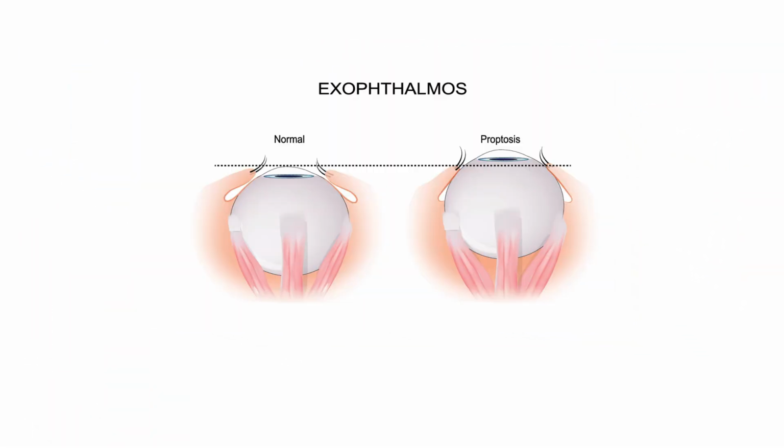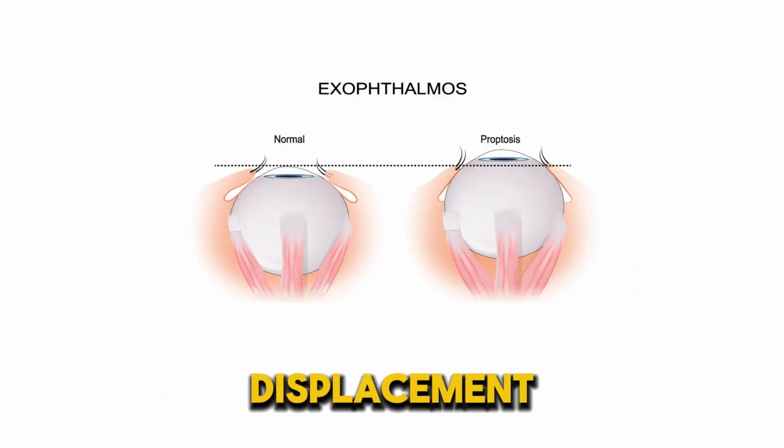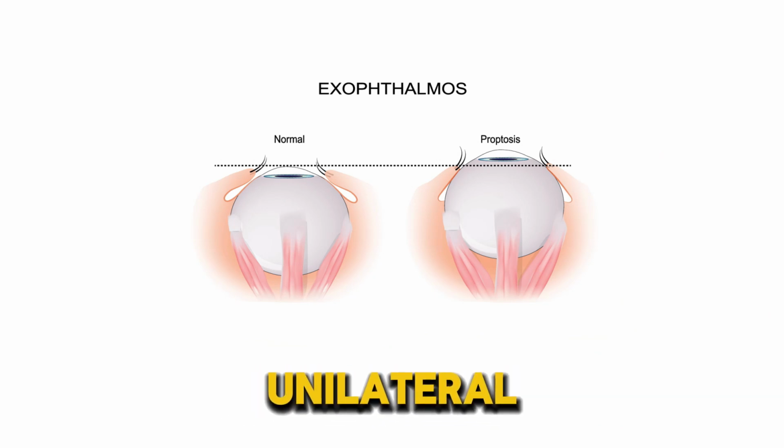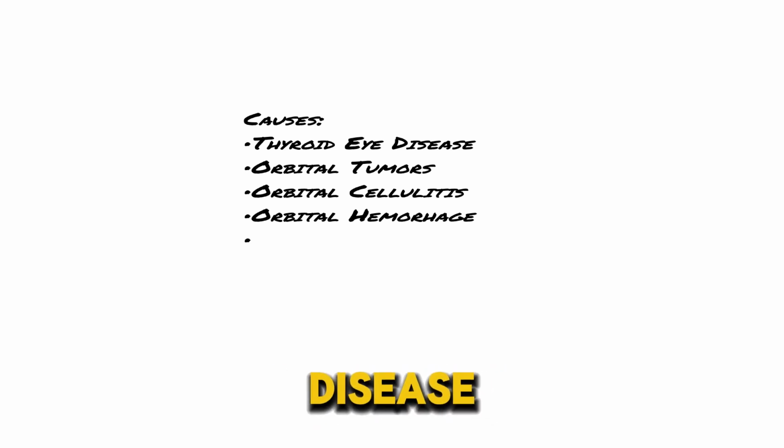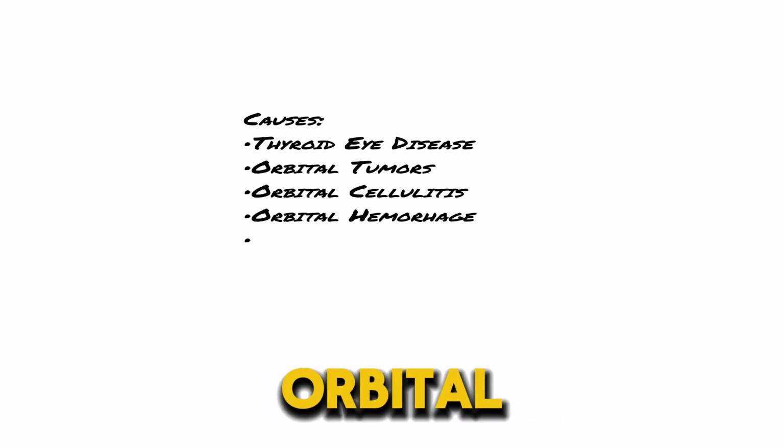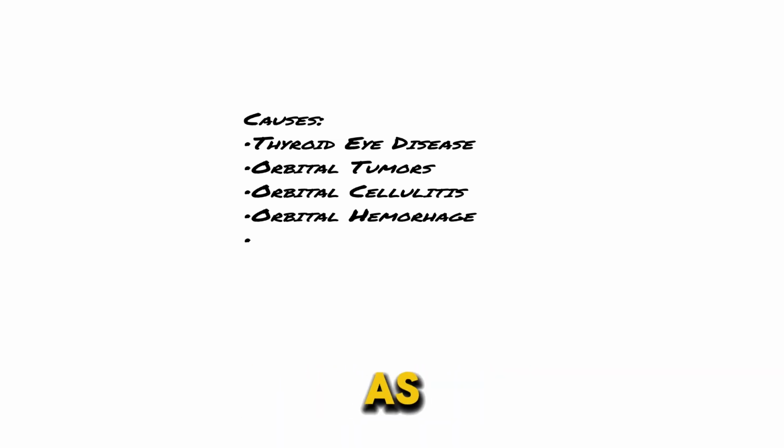Proptosis. Clinical picture: forward displacement of the eye, which may be unilateral or bilateral. Common causes are thyroid eye disease, orbital tumors, infections such as orbital cellulitis, and trauma such as orbital hemorrhage. Orbital cellulitis is also known as inflammatory proptosis.